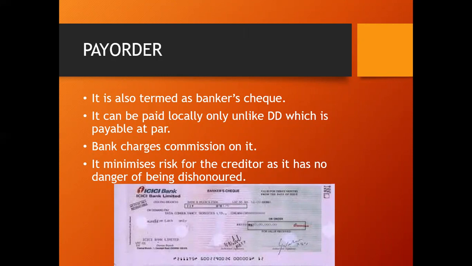Okay, again, the bank will charge commission on it, and it minimizes the risk for the creditor as it has no danger of being dishonored. This is what I told you. Okay, so this is how an ICICI Bank banker's check looks. Account payee, non-negotiable. Okay, so this is how a pay order looks.